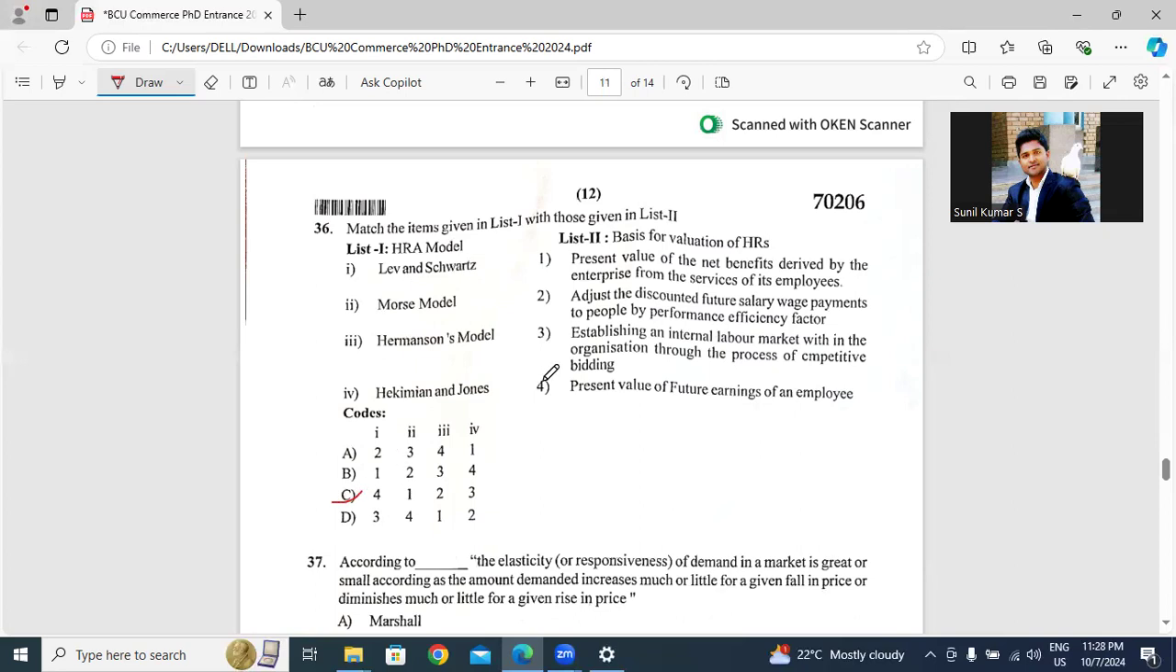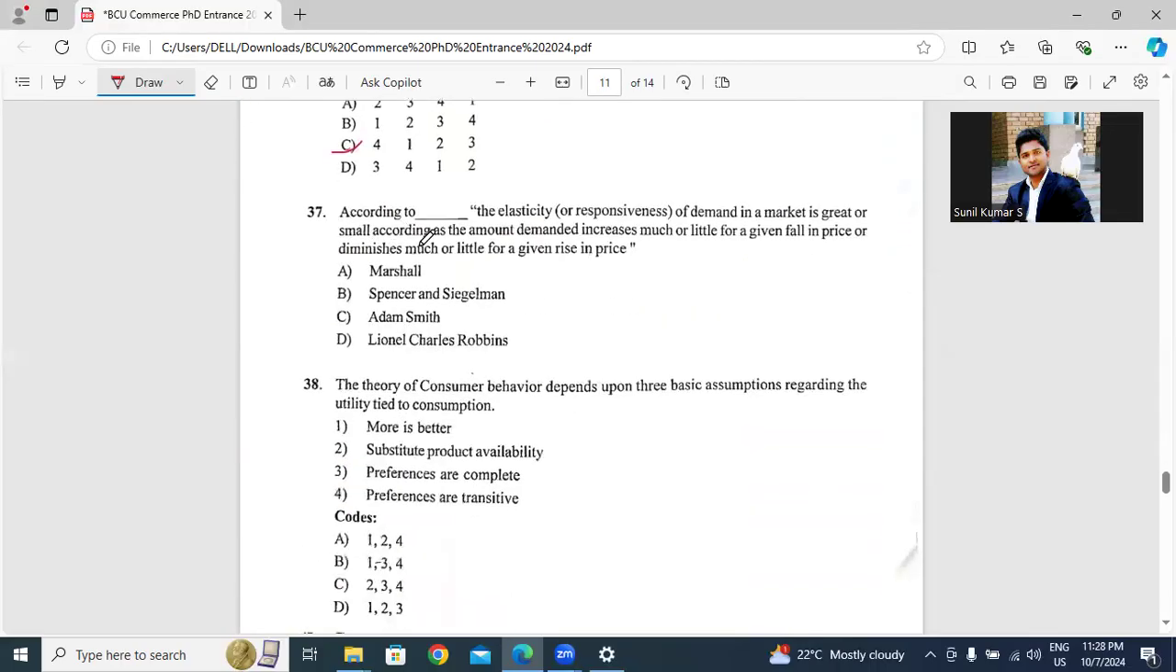Lev and Schwartz have said, present value of future earning of an employee. And Moore's model has stated that present value of the net benefit derived by the enterprise from the service of its employee, like and all. Next, according to dash, the elasticity of demand in a market is greater or small according to the amount demanded increases much or little for a given fall in price.